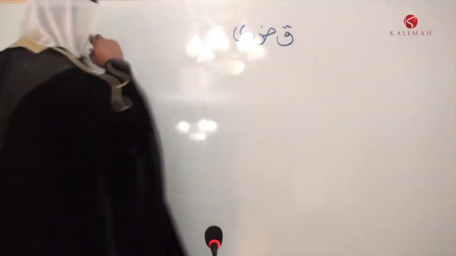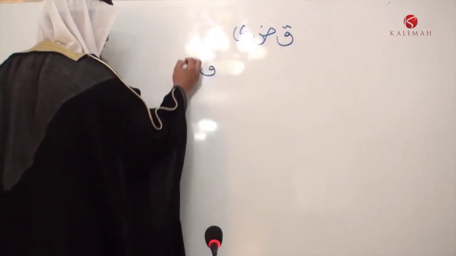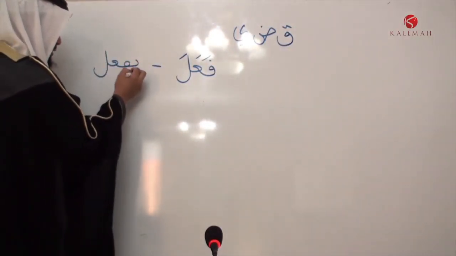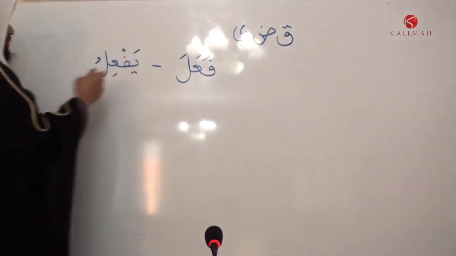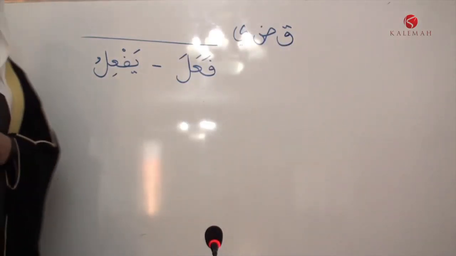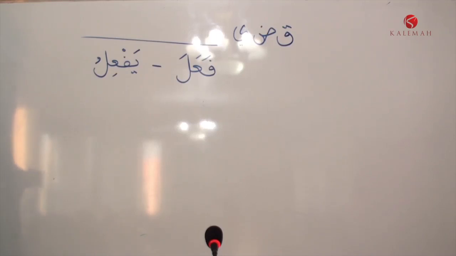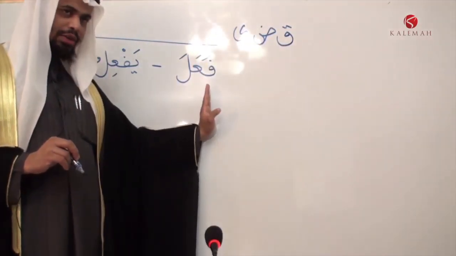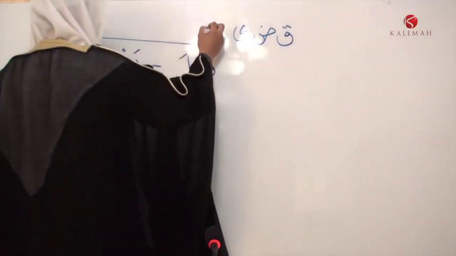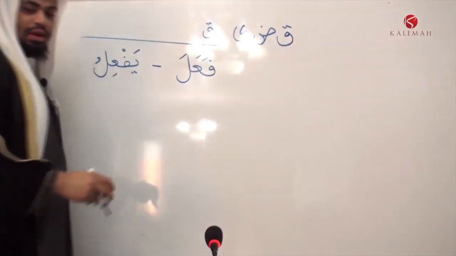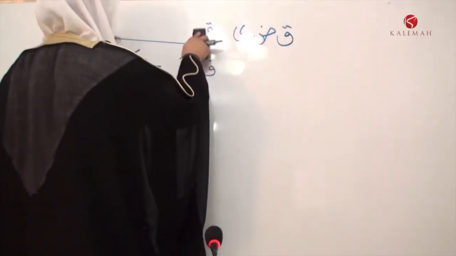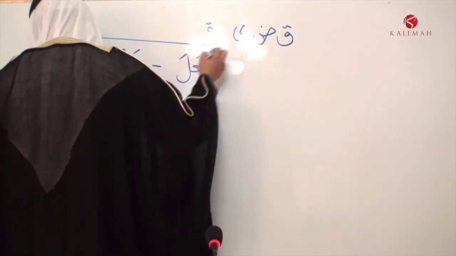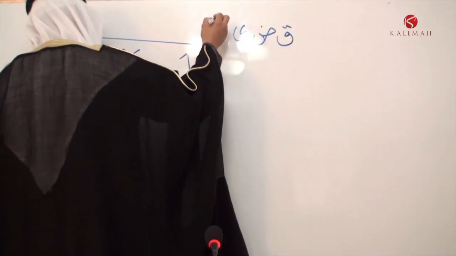Now, it belonging to chapter 2 means that it is on the scale of fa'ala yaf'ilu. So we're going to bring it on those two scales now. Okay, we're going to follow the same steps. The fa of the word here is the qaf. And the fa has what here? Fatha. So what are we going to give the qaf? Fatha.